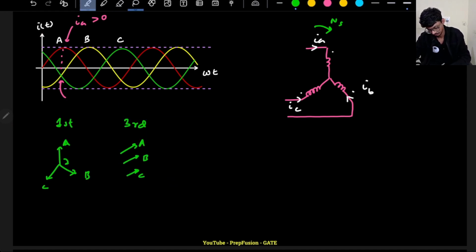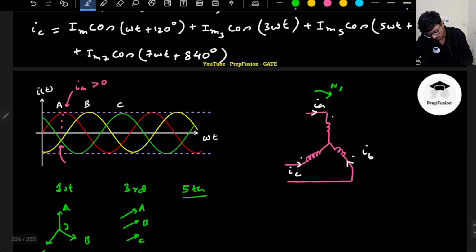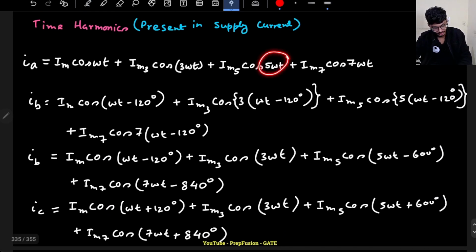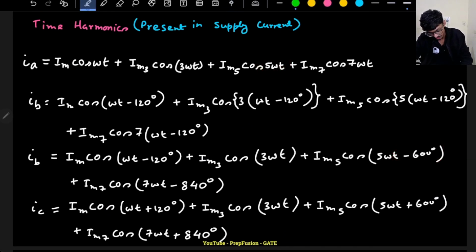Now let me plot the fifth, because second and fourth harmonics generally don't come and will not produce a rotating magnetic field. Only odd harmonics come in the Fourier series, and you will understand why odd harmonics will be present. So what is happening with the 5ωt component, that is the fifth harmonic? If I see here, it is 0 degrees. Here how many degrees is it actually? This is minus 600. Can I convert this to something else? If I add plus 720, this will be plus 120, right?